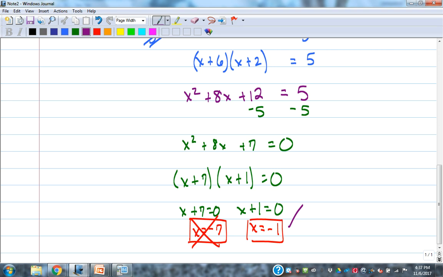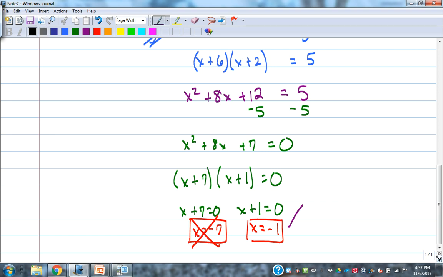Plug it back in for x in the original problem, and make sure we're not taking the log of a negative number or 0. If it is 0 or a negative number, you know that answer's out. All right.